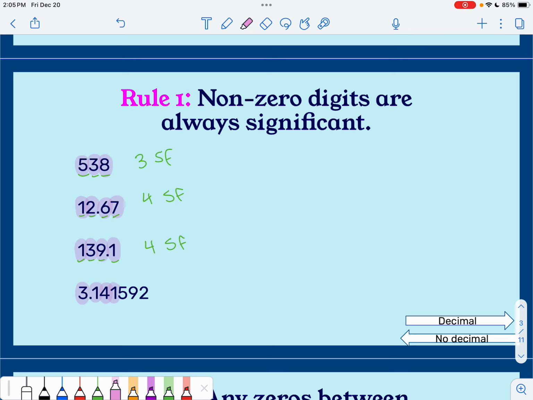A 1, not 0. 5 is not 0. 9 is not 0. 2 is not 0. Let's count it up. 1, 2, 3, 4, 5, 6, 7. 7 sig figs.